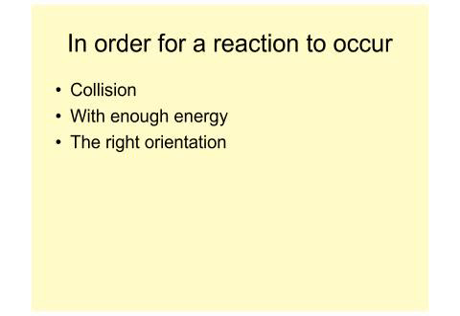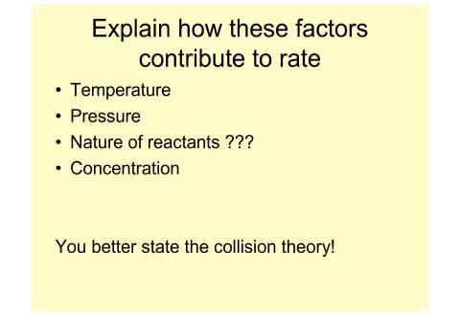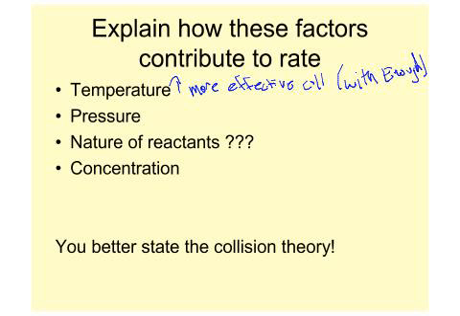In order for a reaction to occur, there must be a collision with enough energy and the right orientation. And we need to explain how these factors contribute to the rate. Temperature. If you increase the temperature, you want to say there's more collisions, and that's true, but that's not the main thing. There are more effective collisions, which means there are more collisions with enough energy. Okay? And you need to say more collisions with enough energy. And that's a really tough barrier to get, the activation energy.